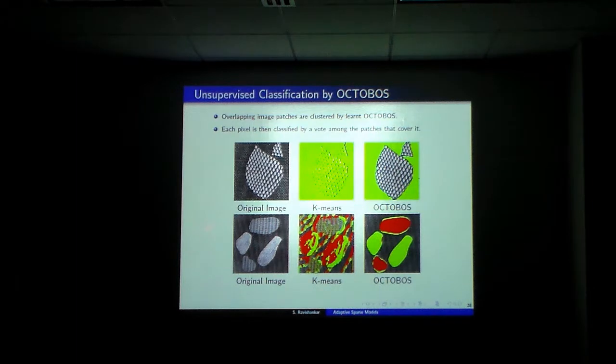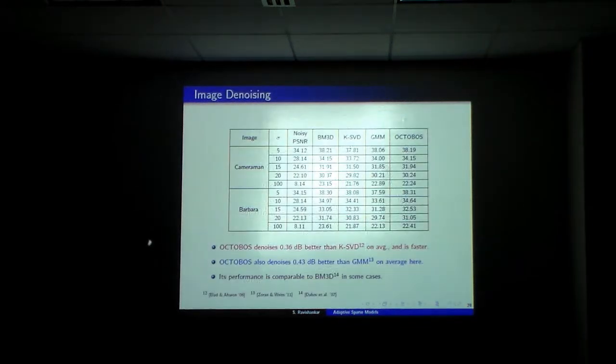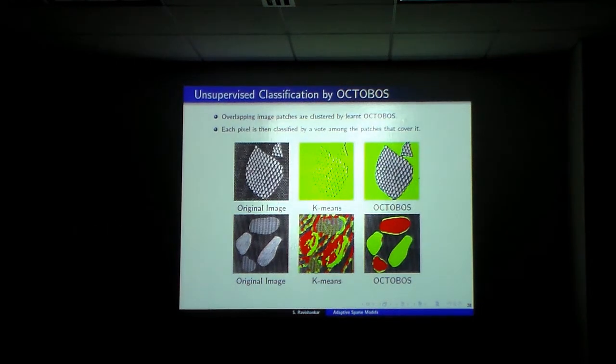And this is another example, again, k-means and octopus. You have some interesting results when you do transform learning. How do you initialize clusters? We kind of initialize with the k-means result.